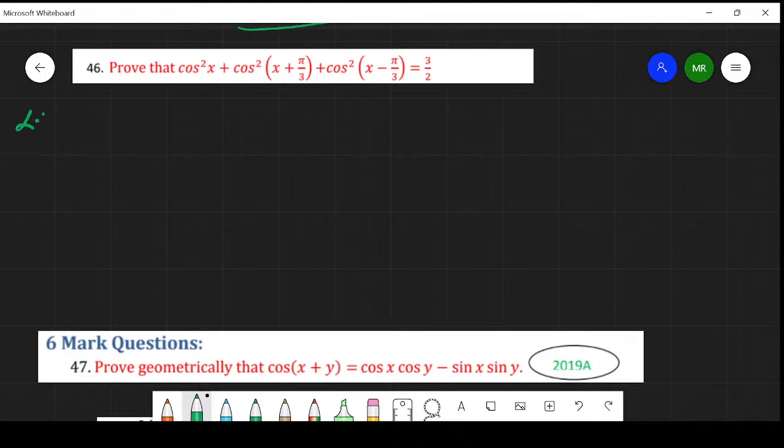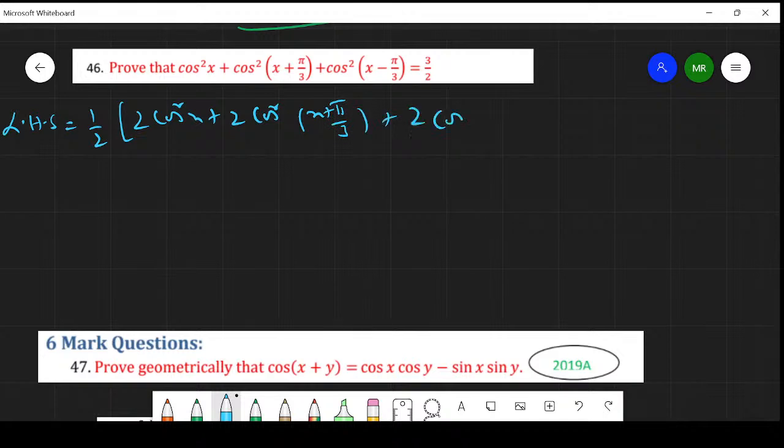What I will do here, I will take LHS. So just take LHS. I will make it convenient with 1 by 2. Why? Because you write 2 cos square x plus 2 cos square of x plus pi by 3 plus 2 cos square of x minus pi by 3. You write like this. Why?